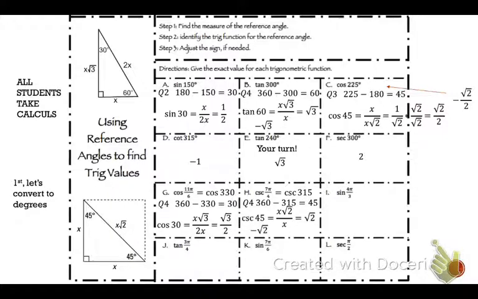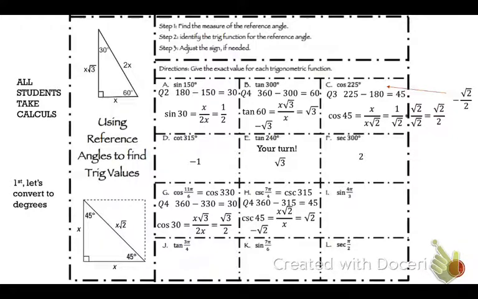Okay, let's do sine. Oh, wait. Yeah, sorry. So this is in the fourth quadrant, so All Students Take Calculus. Cosine and secant are the only things positive in that fourth quadrant. So cosecant is negative, which makes that a negative square root of 2.